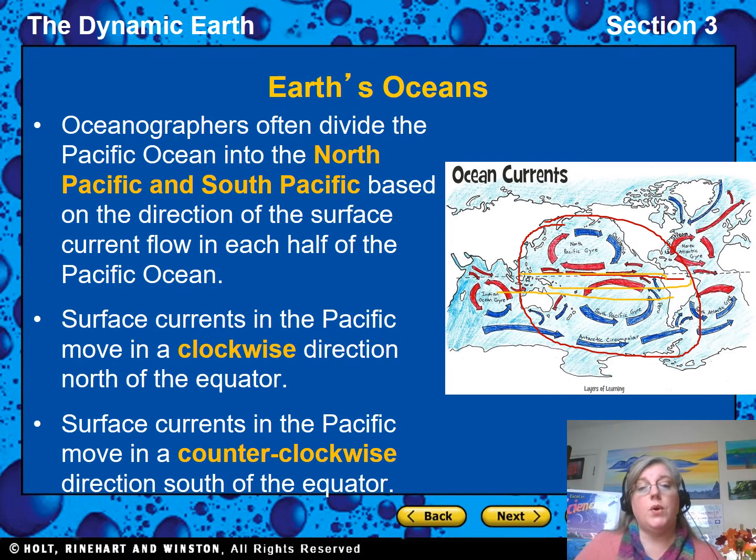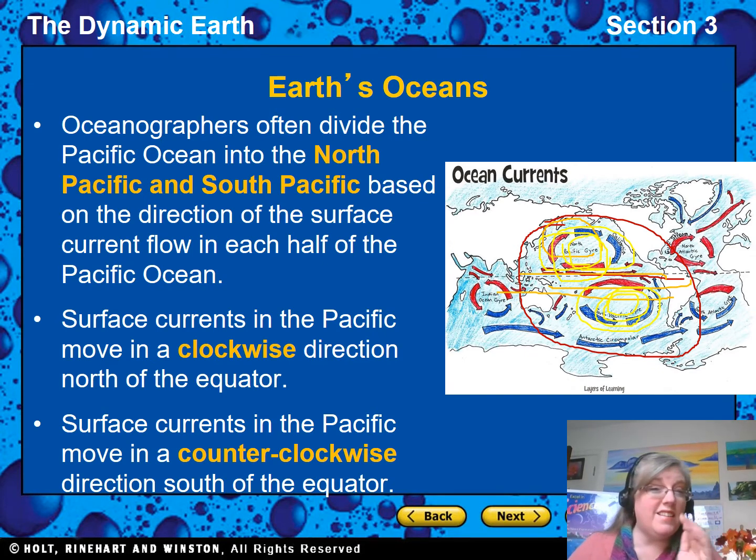Now the currents in the ocean, they flow clockwise. Let me find another color. Maybe this bright yellow, we can see it. They flow clockwise in the northern hemisphere and counterclockwise in the southern hemisphere. And that has to do with the spin of the earth.